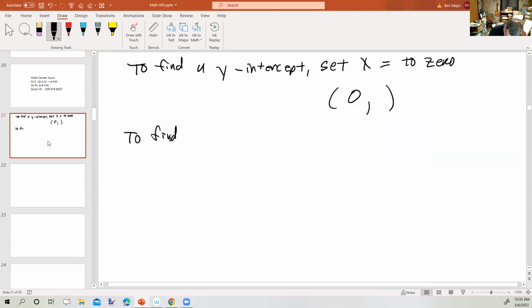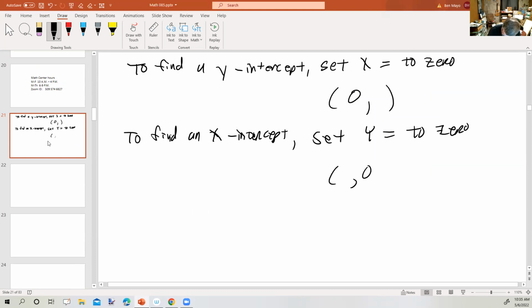To find an x-intercept, set y equal to 0. In other words, complete the following ordered pair. Okay, so to find a y-intercept, set x equal to 0. To find an x-intercept, set y equal to 0. Any questions about this information so far?